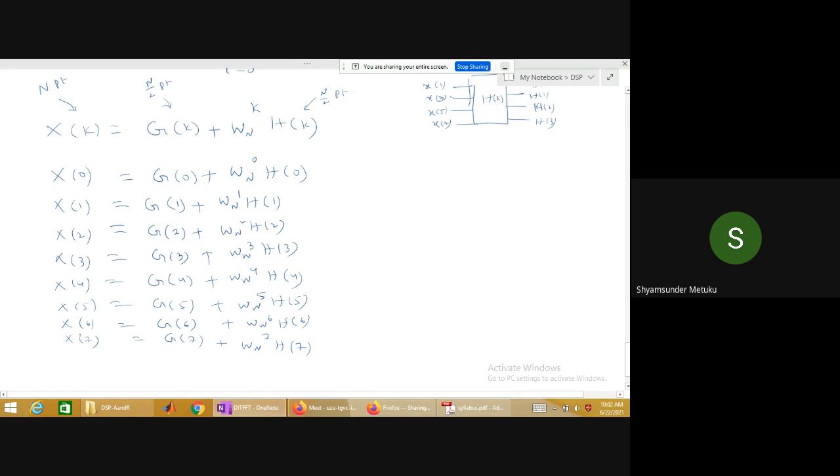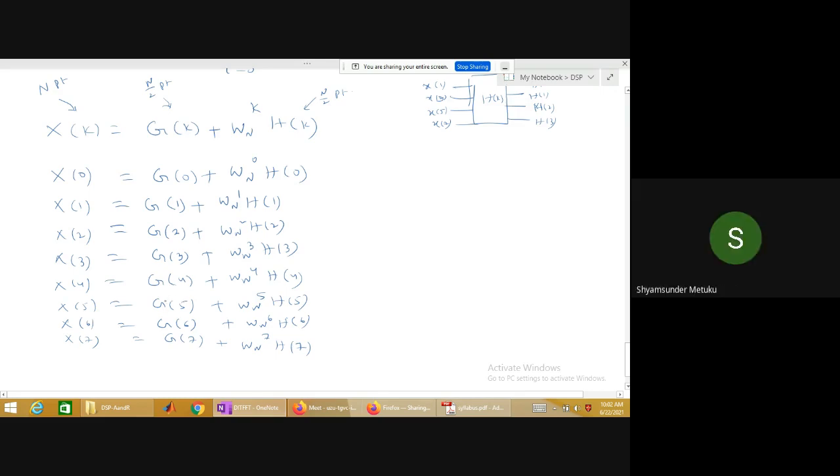Now the thing is, when I say capital N equal to 8, X of 0 to X of 7 is acceptable. But coming to the G of k, how many points is it? 4 points, isn't it? But how can I get G of 4? Because 4 point DFT means G of 0 to G of 3 only, no? I am not supposed to calculate G of 4. So can you tell me what G of 4 I should replace?